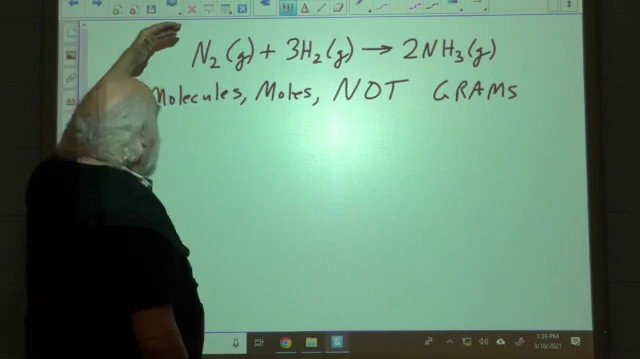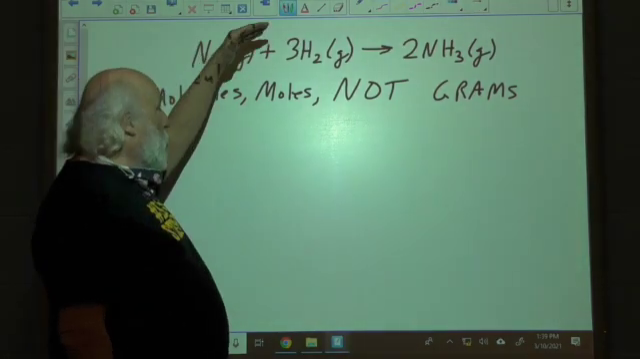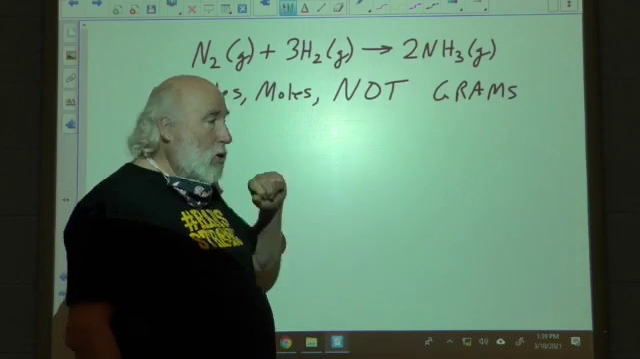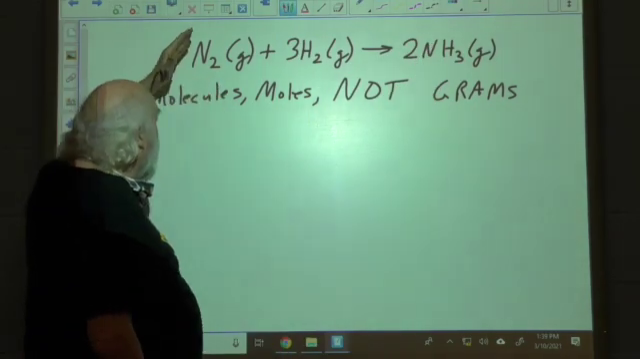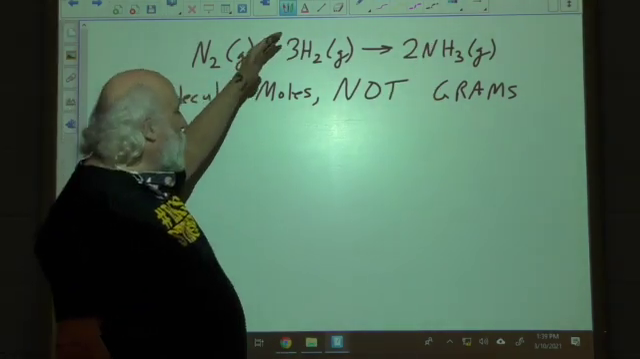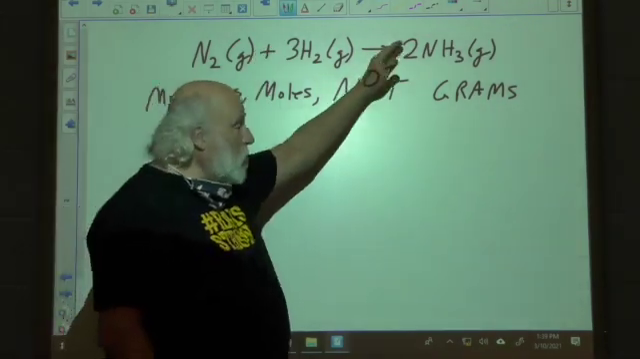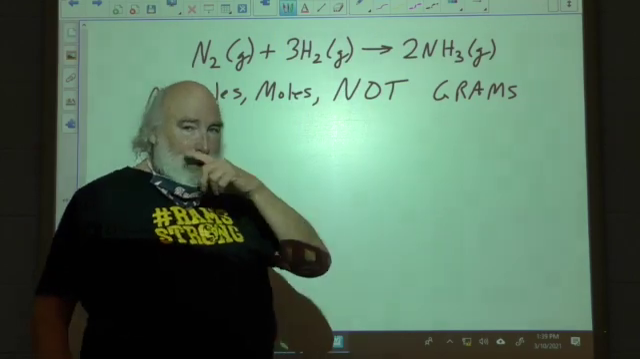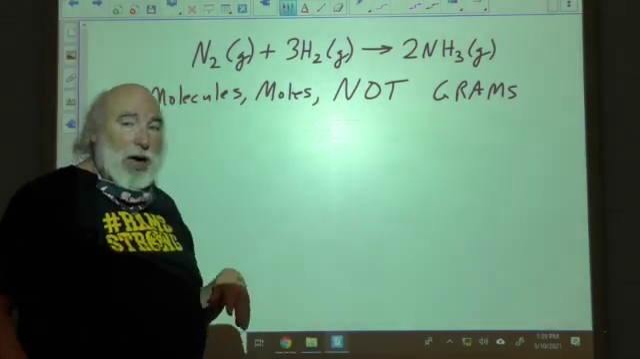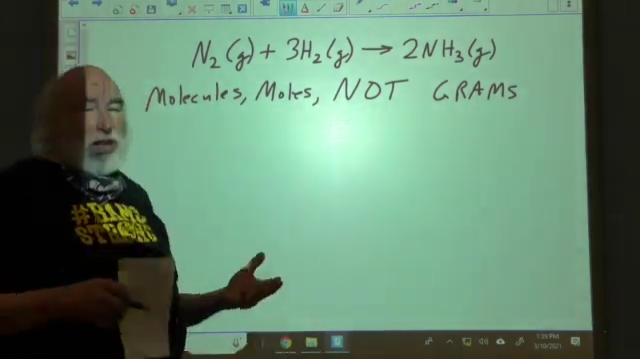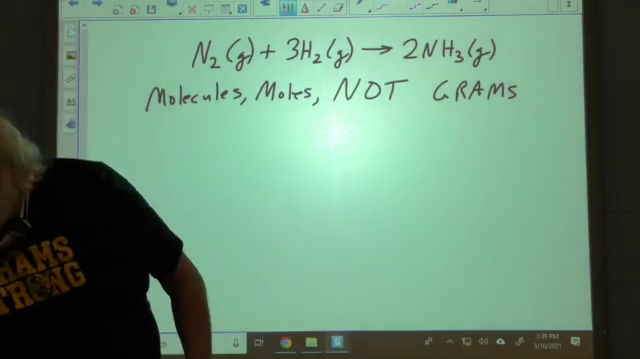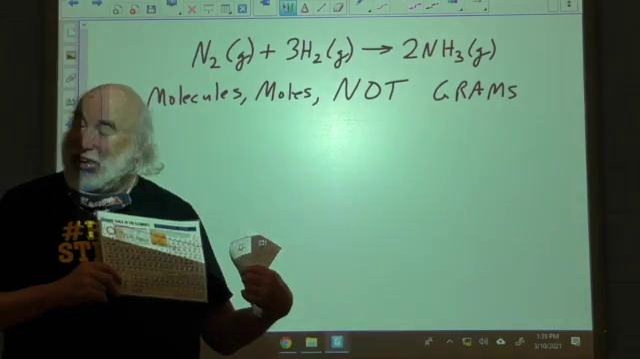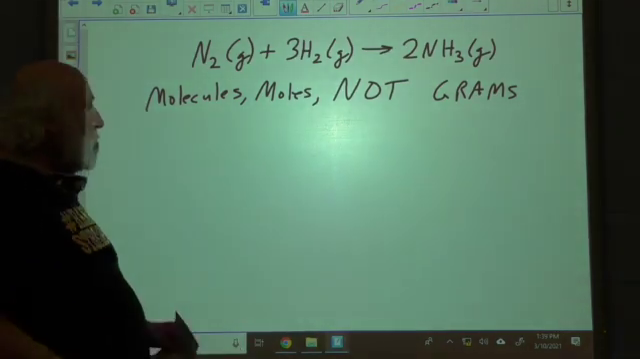It is saying that 1 molecule of nitrogen reacts with 3 molecules of hydrogen to create 2 molecules of ammonia, or it is saying that 1 mole of nitrogen reacts with 3 moles of hydrogen to produce 2 moles of ammonia. It is saying that, but grams are not in that scenario. So we have to use the moles to get to the grams by using our friendly periodic table.